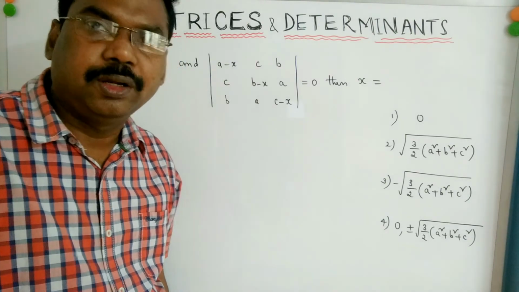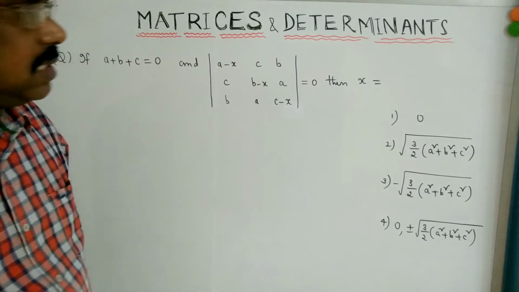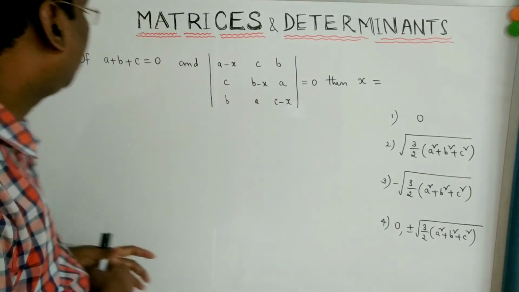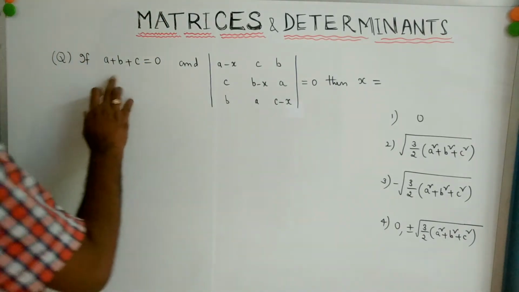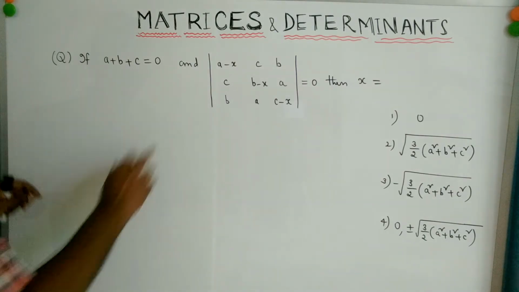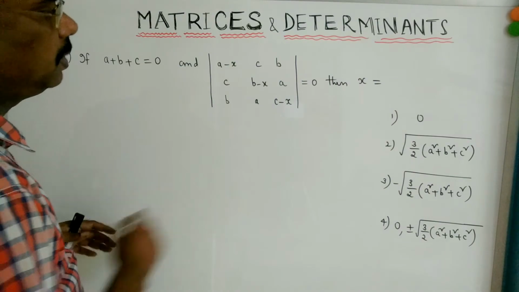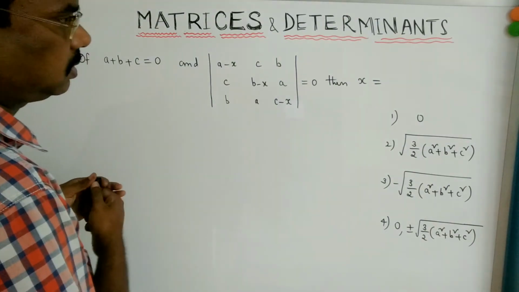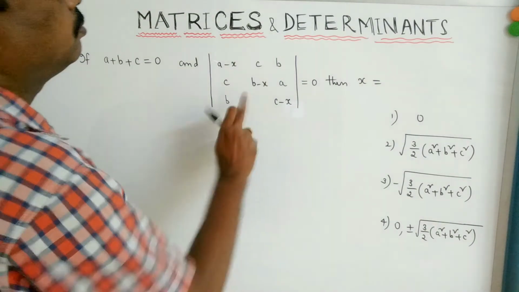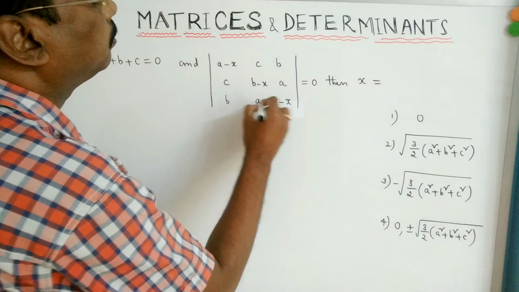Now I am going on. Topic is matrices and determinants. Now here first one: if a plus b plus c is equal to 0 and det of [a minus x, c, b; minus x, a, c; minus x] is equal to 0, then x is equal to.